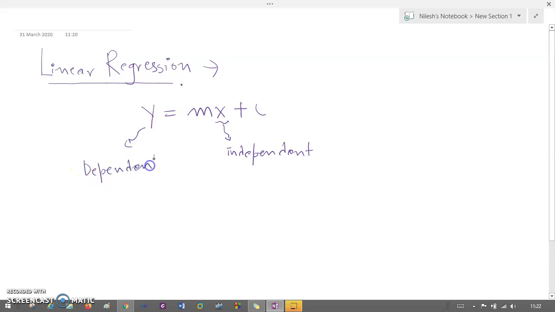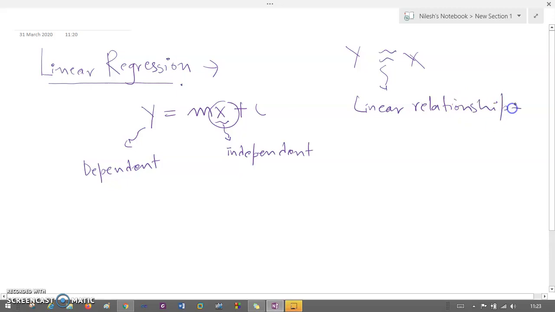And why is it dependent? It is dependent because according to the value of x, your y is going to vary. But the relationship between y and x is basically a linear relationship. This has to be understood here, and it is formulated as a linear relationship between your dependent variable and independent variable.